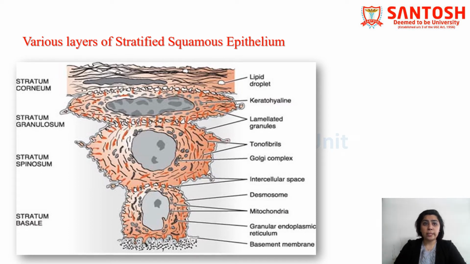In the picture you can see the various layers of stratified squamous epithelium. The basal layer is known as stratum basale. Then there's a stratum spinosum. Then on top of that you can see stratum granulosum, and the topmost layer is known as stratum corneum.